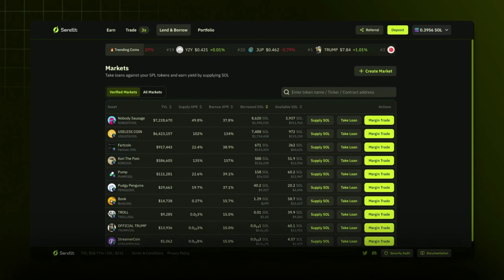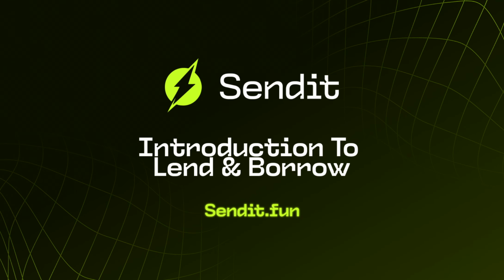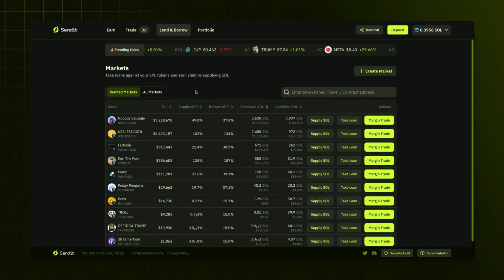summarize everything. At its heart, Sendit is a money market. A money market is a place where people can lend assets to earn yield and borrow assets against their collateral. In Sendit, you can use meme coins or any SPL tokens as collateral in order to borrow Solana. Each market on this page displays key data.